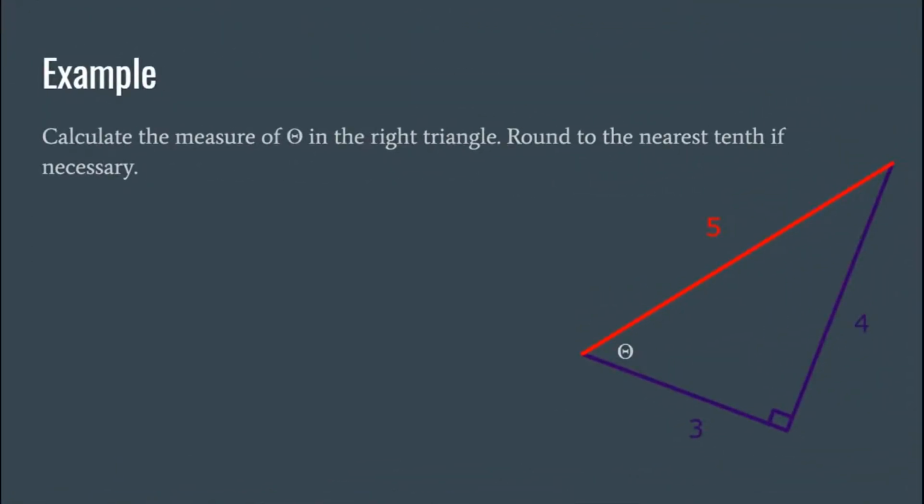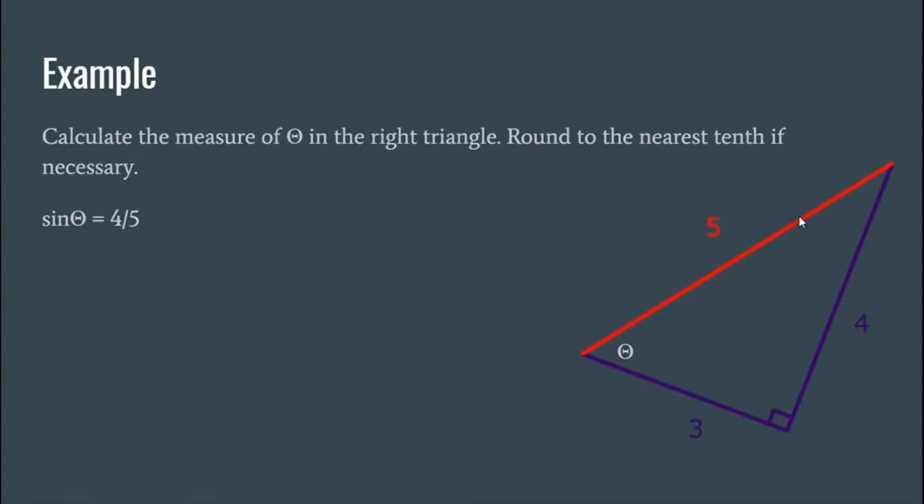So we're going to calculate the measure of theta in this right triangle, and we're going to round to the nearest tenth if we have to. So there's a few ways we can do this. You notice we have all 3 sides given, so you can use any one of the 3 basic trig functions. Let's say you wanted to do sine. So sine of the angle is going to be 4/5, because remember, sine is opposite over hypotenuse. And the side opposite of the angle is the one that's across from it, right?